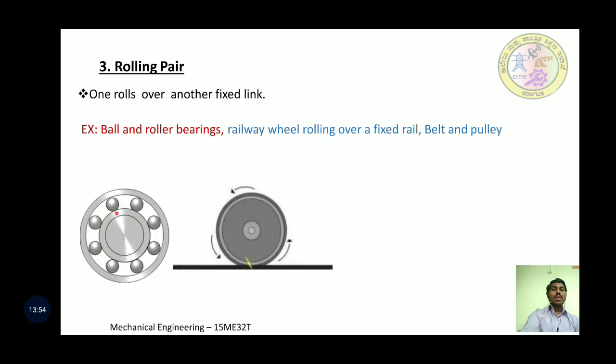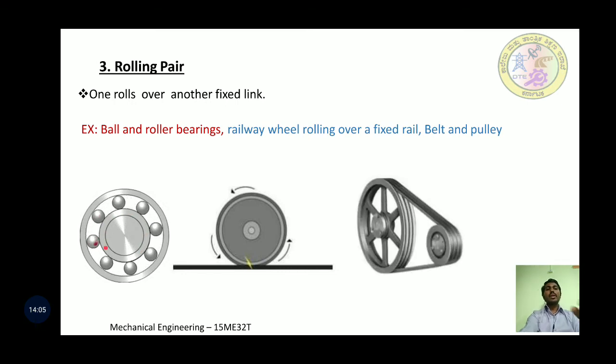Second one, railway wheel rolling over a fixed rail. So in the track, the railway wheel keeps on rolling. Next, belt and pulley. Pulley rolls over a belt, a belt rolls over the pulley. So these are the examples of rolling pair.